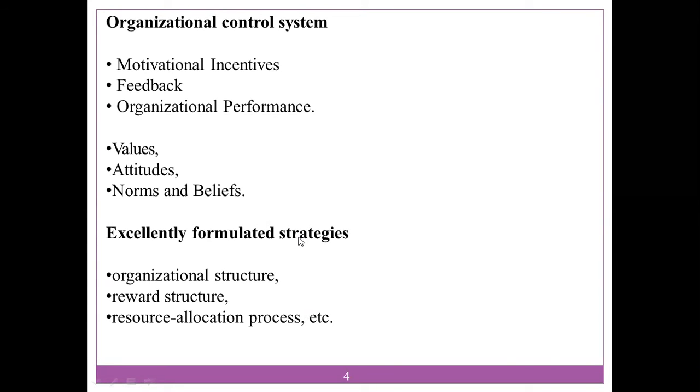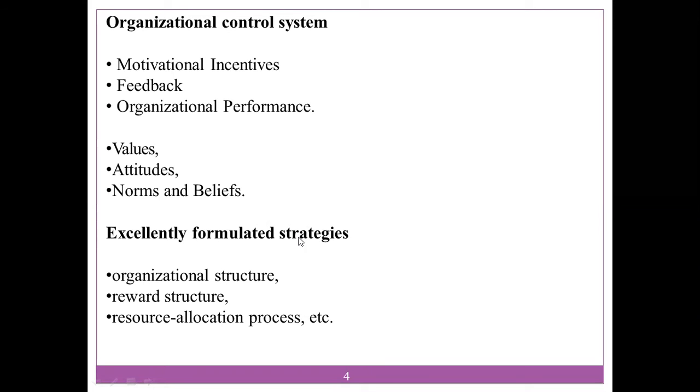Why? Because without control there is no planning. If we make any plan, we need control or supervision or monitoring for the proper execution of that plan. And the organization control system includes motivational incentives. That is, we need to give some motivation to our employees. If some person is putting in good effort, then rewards are given to them in the form of bonuses, appreciation, and encouragement. Then feedback is also very important. We can't know without feedback where we stand and what we need to improve in future.